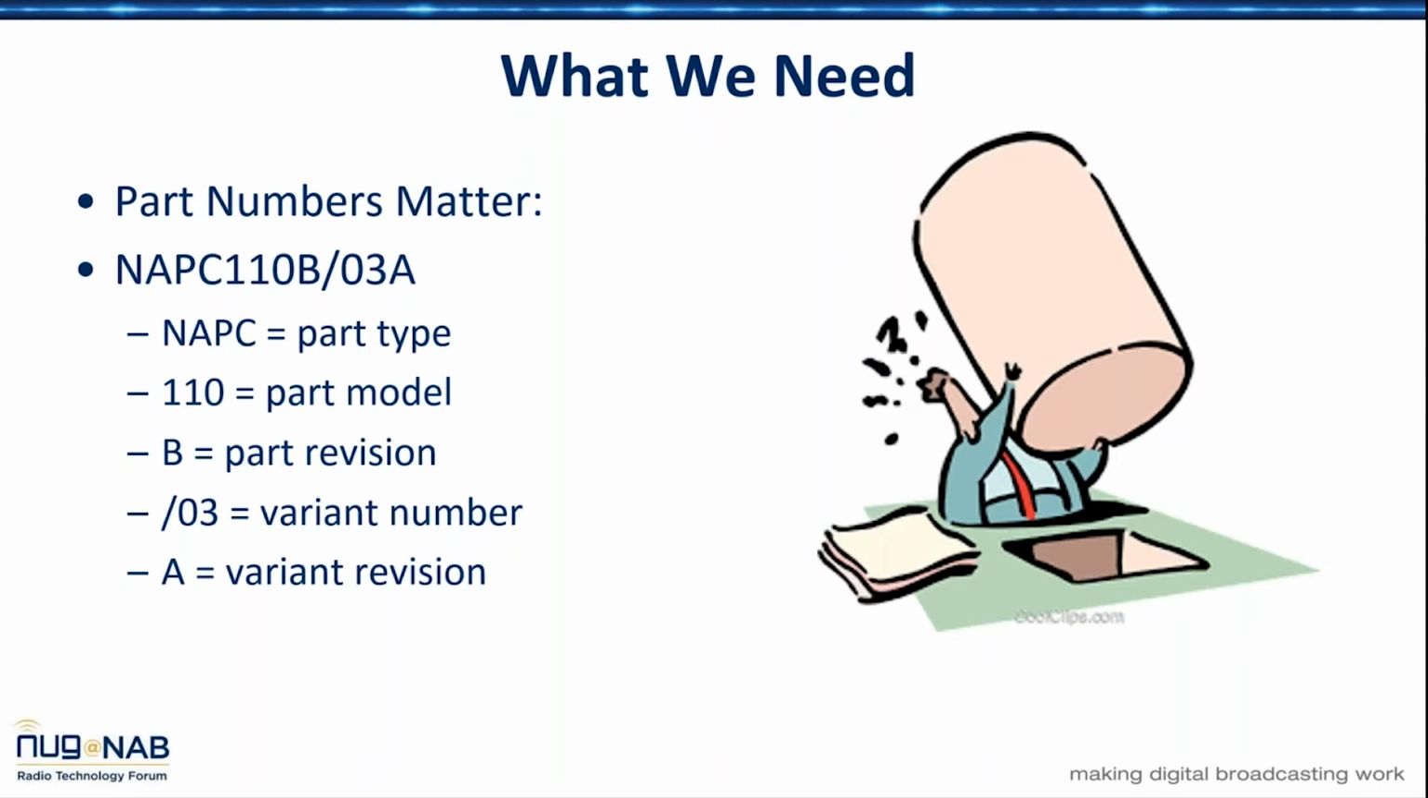The letter sequence at the start, that's the part type. In this case, I'll give you a hint, it's a control board. Then the next number will be the part model. So this is an NAPC 110. The letter that follows, that's a part revision. And then the slash, and then the number, that's a variant. And then the letter after that is a revision of the variant. So that's all fine and well. Now, what do we do with that?